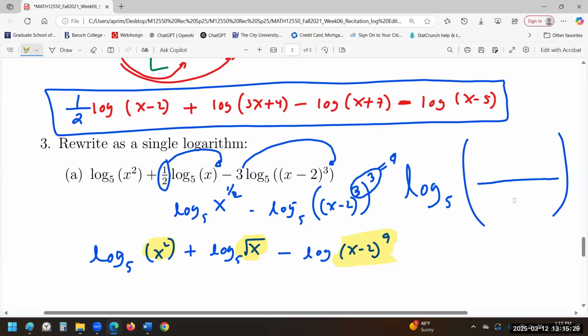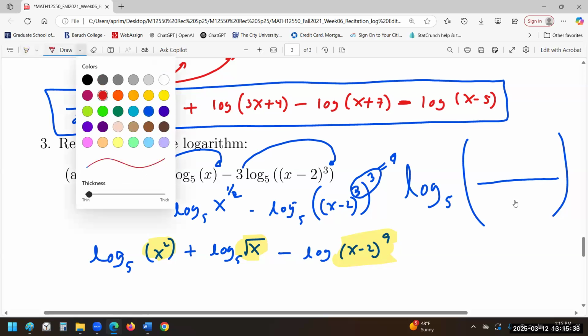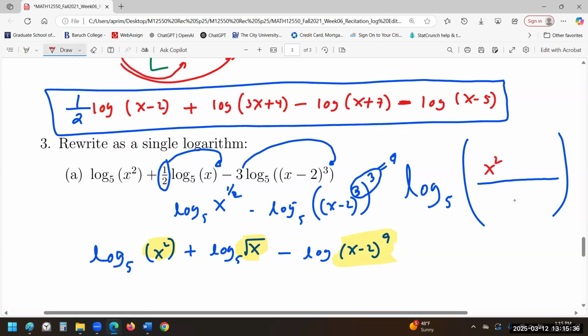So x squared, where does it go? On the top or on the bottom? On the top, on the numerator. Then we have the positive term square root of x. Does it go on the top or does it go on the bottom? On the top. And then our last term is x minus 2 to the power 9. Does it go on the top or does it go on the bottom? On the bottom. x minus 2 to the 9.